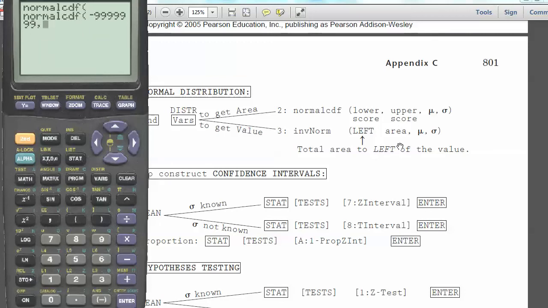Okay, comma. And then I'm going to put in the upper score. If I was going extreme, it would be 9999999, all the way out that way. But I'm just going to go to 0.07. Then I can leave the mean and the standard deviation untouched because by default it will already assume 0 for the mean and 1 for the standard deviation. Now I said I was going to leave them untouched and see what the result is, so let me go back.